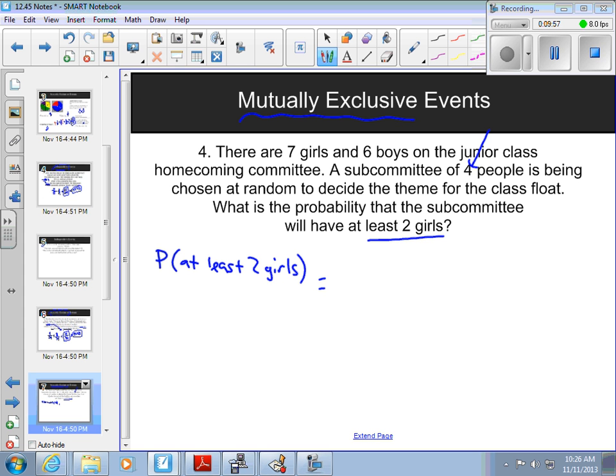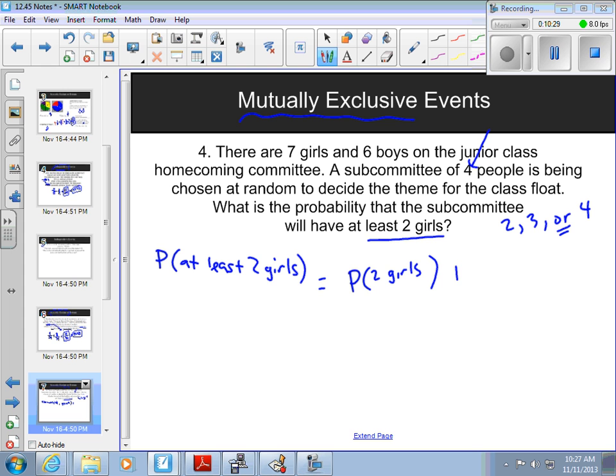What at least means is it could be 2 girls, 3 girls, or 4 girls. It could be 2, 3, or 4 that would make at least true. Or is telling us this is going to be an adding problem. So even though they didn't have the word or in there, we're going to need to add these probabilities. So what we have to figure out is the probability of there being 2 girls.